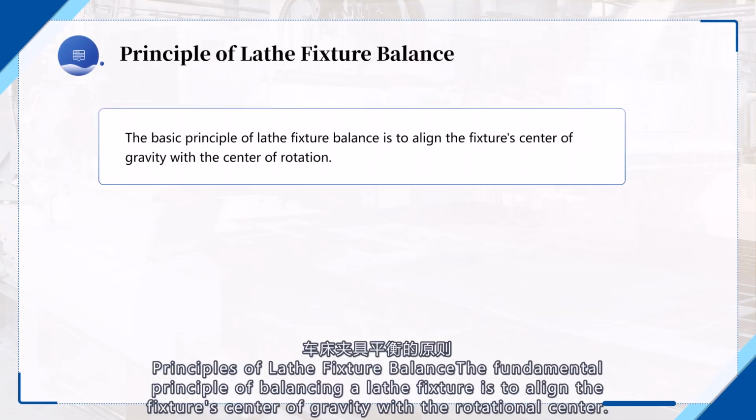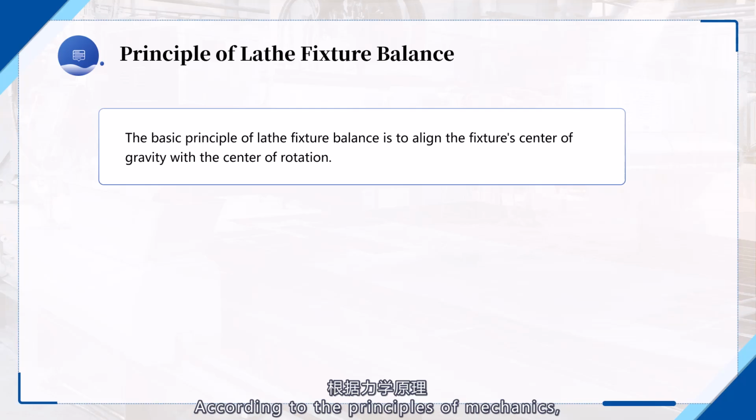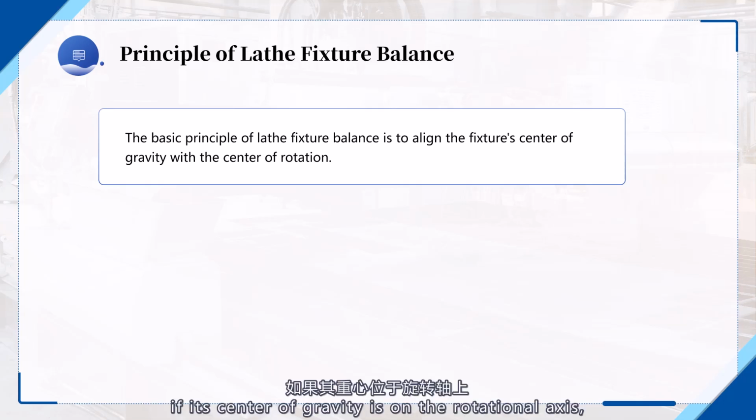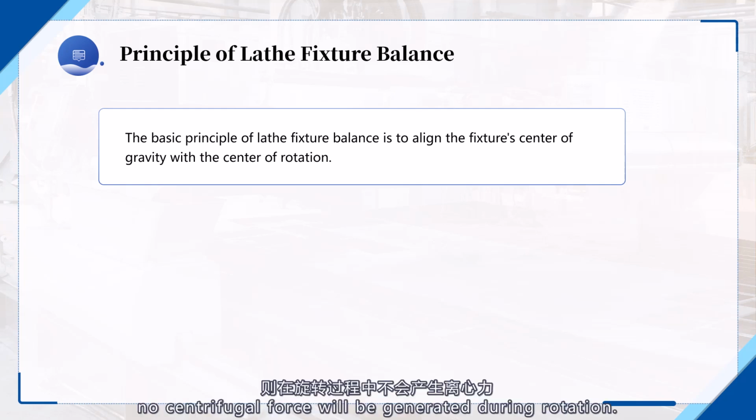Principles of lathe fixture balance. The fundamental principle of balancing a lathe fixture is to align the fixture's center of gravity with the rotational center. According to the principles of mechanics, when an object rotates around an axis, if its center of gravity is on the rotational axis, no centrifugal force will be generated during rotation.